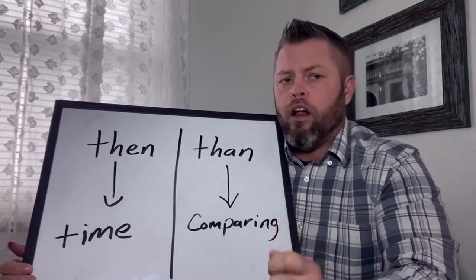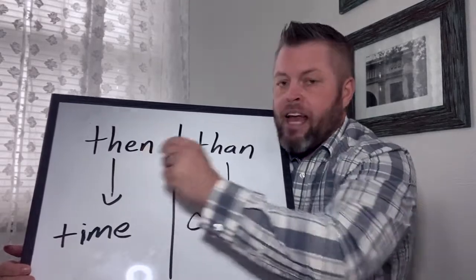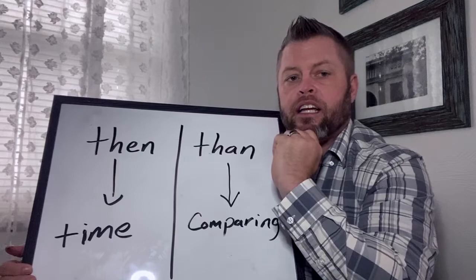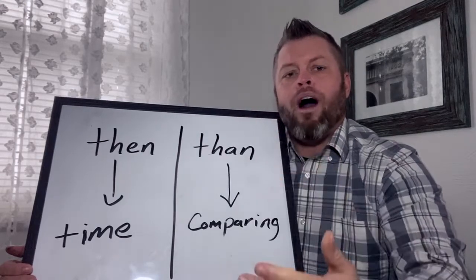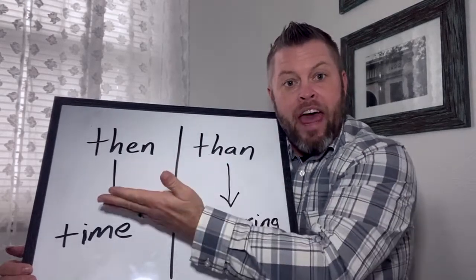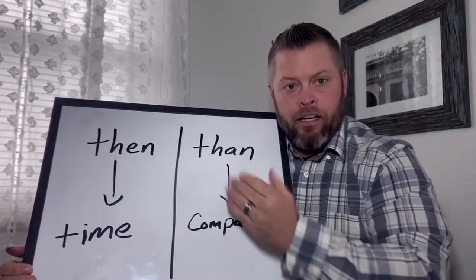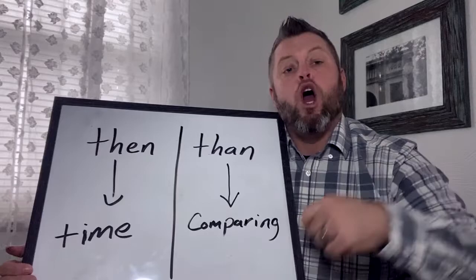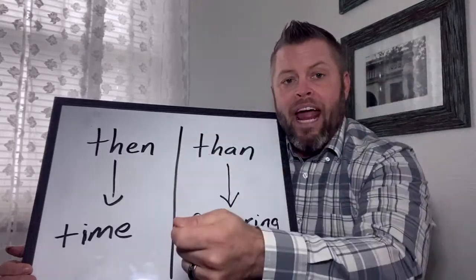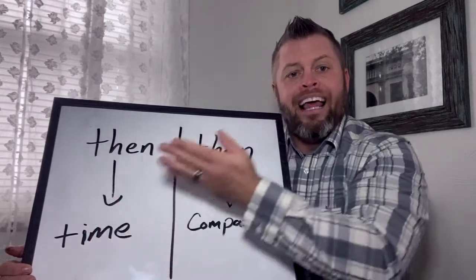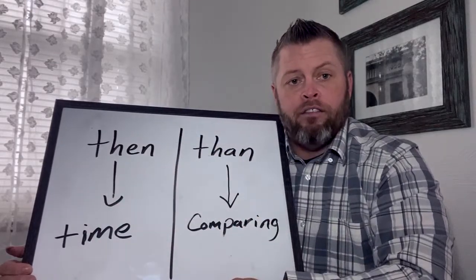Now don't fall into the mistake of believing that then is numerical and that than is comparative, because you'll then get confused and say, well, I have less then they do. That's not true. You'd say I have less than they do, because it's comparing what you have with what they have. It's not a time order. So then always refers to a time order. Than is always comparative in nature.